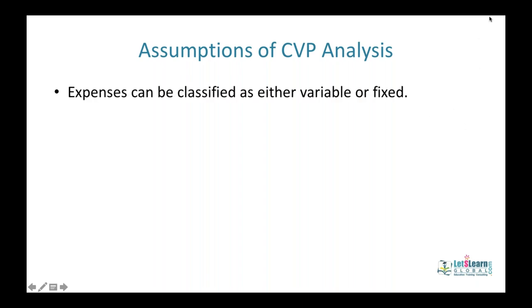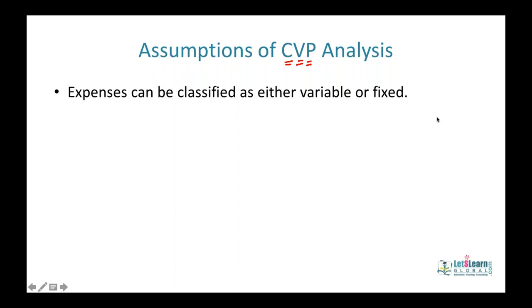Now, let us concentrate on some assumptions we use in our CVP analysis. Remember, the CVP analysis objective is to maximize the profit. Cost, volume, profit analysis objective is to maximize the profit. So in this CVP analysis, we have some assumptions.